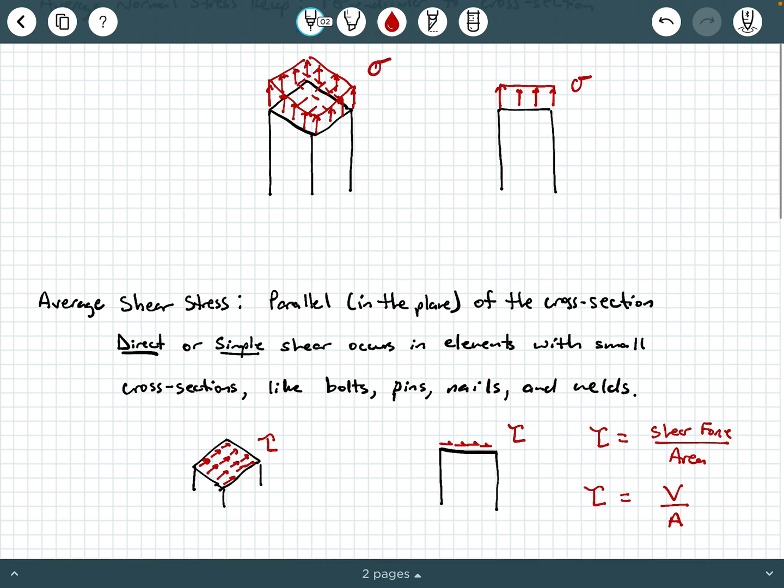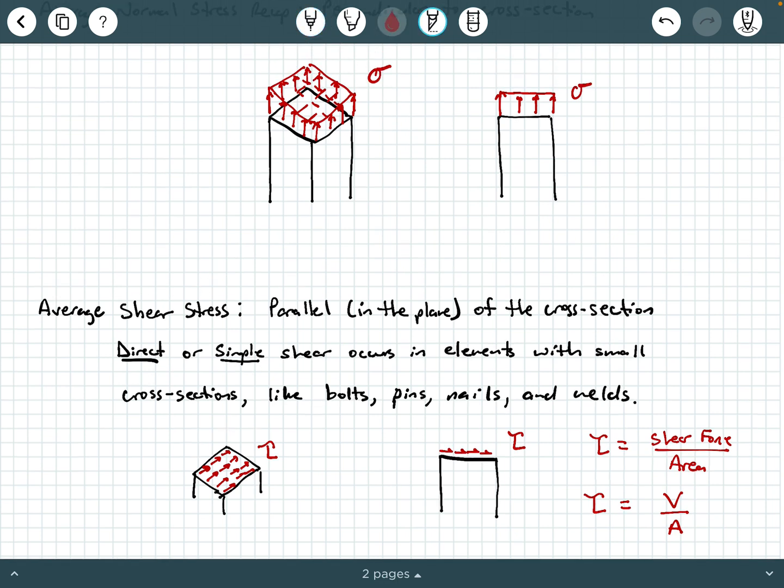Now, we have what is typically called direct or simple shear. Direct or simple shear occurs in elements with small cross sections. What do we mean by small? We mean things like bolts, cotter pins, nails, welds, things with small cross sections. We are not really looking at columns or beams when we talk about direct or simple shear. Shear through bigger cross sections like columns or beams is not simple shear; typically we call that beam shear. We're going to study that later in a different video or a different part of a mechanics of materials class. For now, we're going to stick with small cross sections where the average shear stress is simply shear force divided by area.